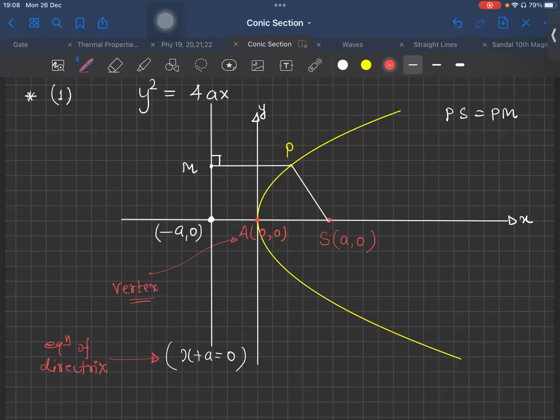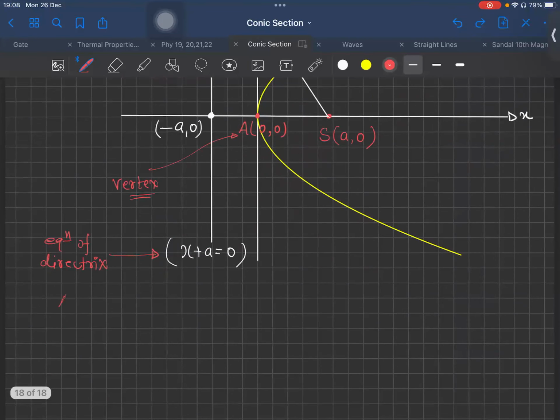Tell me. Now, what is the axis of the parabola? The x-axis is the axis of the parabola in this case. We are only discussing this parabola, not any other parabola. So for this case, the axis is the x-axis. Okay.